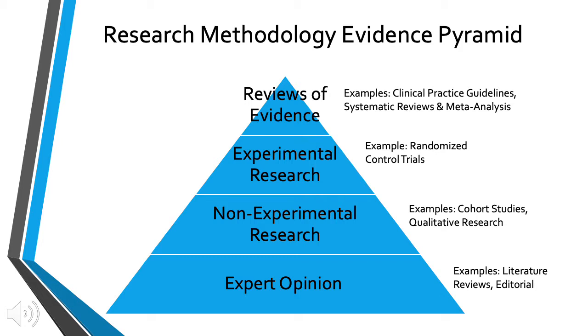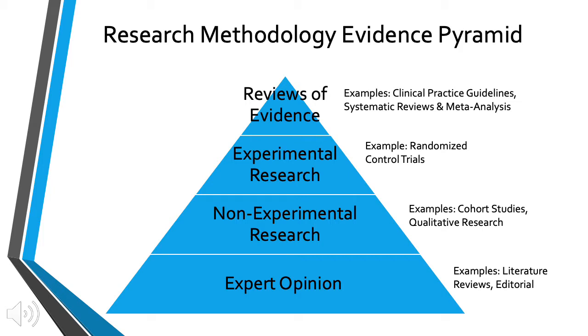These methods synthesize the lower levels of evidence in the pyramid together. Examples include clinical practice guidelines, systematic reviews, and meta-analysis. Moving down the pyramid, experimental design is where you are directly implementing an intervention and comparing them against each other, and the main example of this method is the randomized control trial.